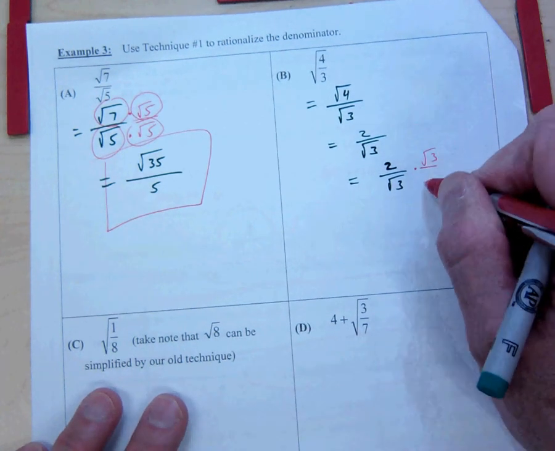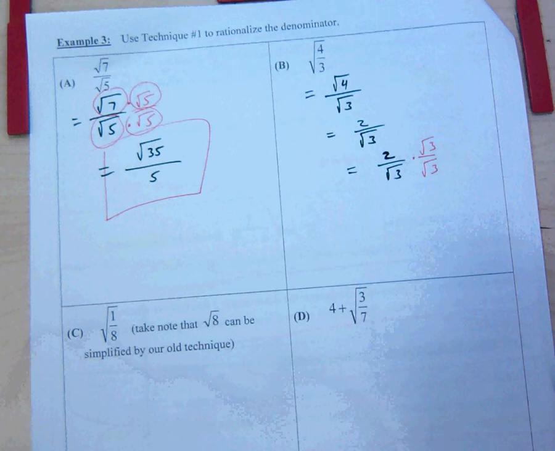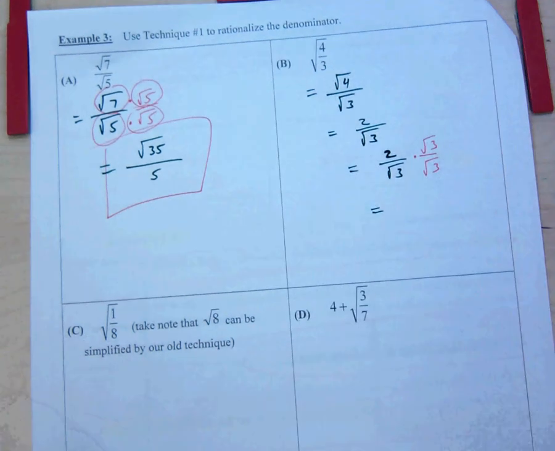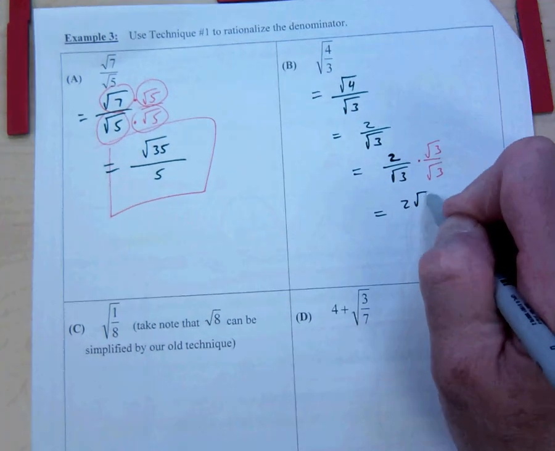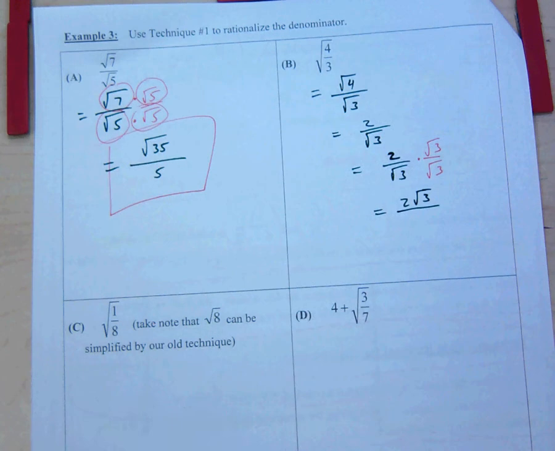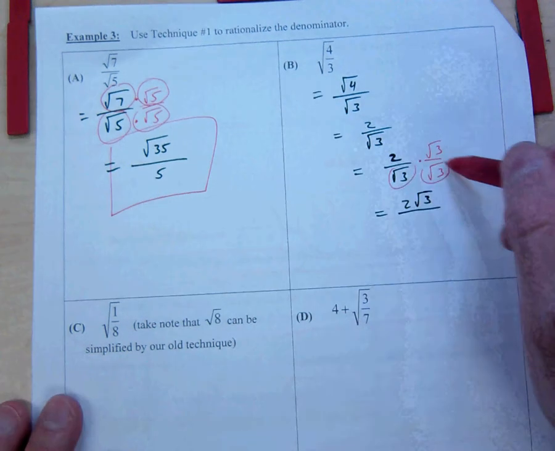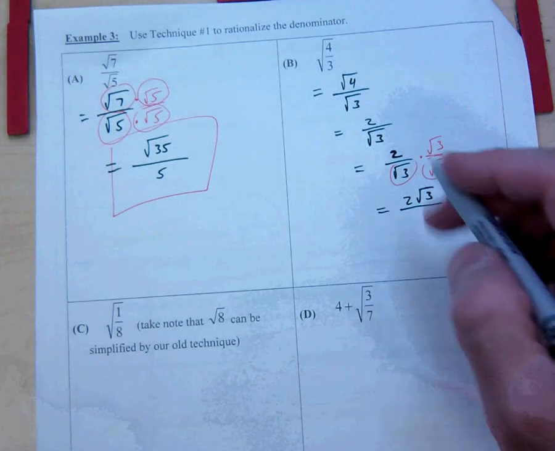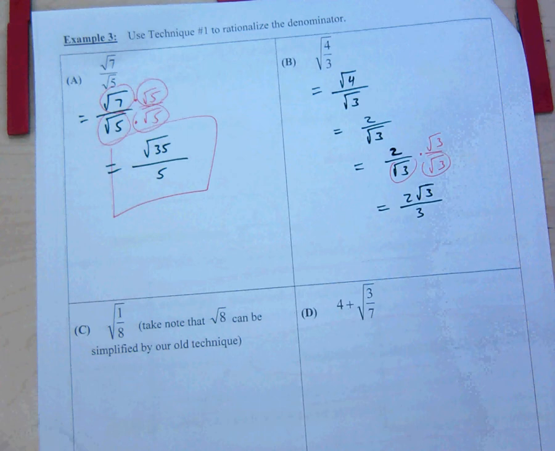Very good. All right, now, when I do that, in the top, there's not a whole lot you can do. Just leave it as 2 times the square root of 3. There's not a whole lot you can do there. But in the bottom, what's the square root of 3 times square root of 3? Everybody? 3. All right, now, before I box that in, can I reduce 2/3?